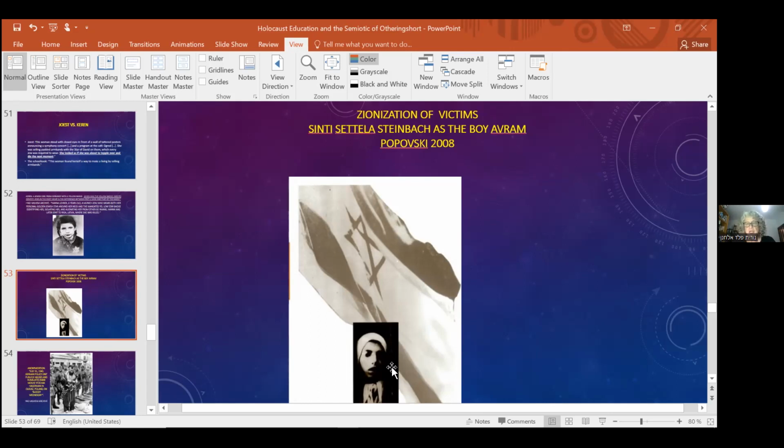Why is she representing the boy Avram? Why is she Zionized? She has nothing to do with Israel or with Jews or with anything. I believe probably because this picture was given for free or something like that. But of course, it is complete disrespect for her.